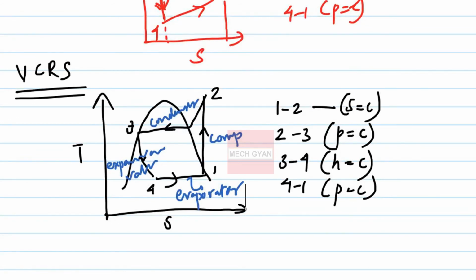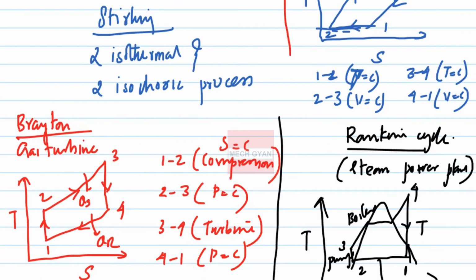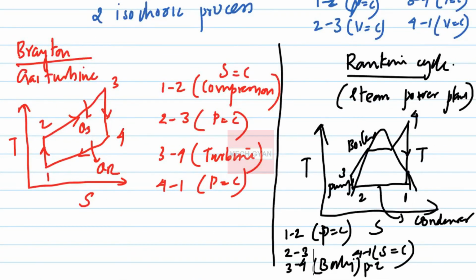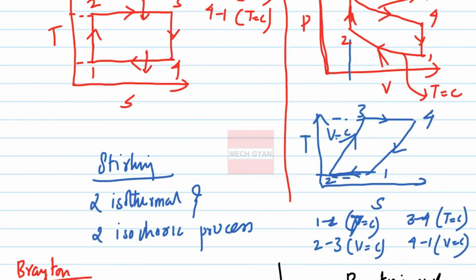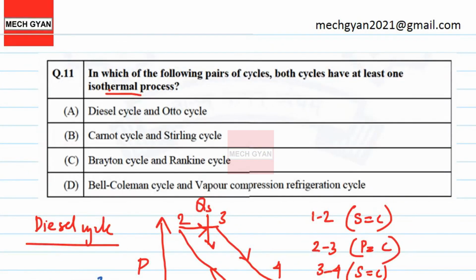Let's go to the choices again. VCRS, Bell-Coleman cycle, Brayton cycle, Rankine cycle we have identified. The Stirling cycle has two isothermal and two isochoric processes, and even the Carnot cycle has two isothermal processes. So basically the right answer is B, Carnot cycle and Stirling cycle.